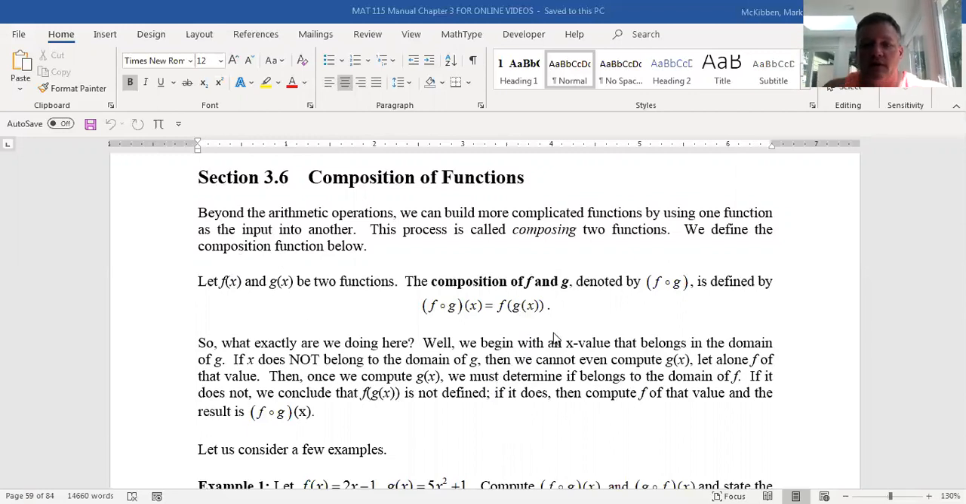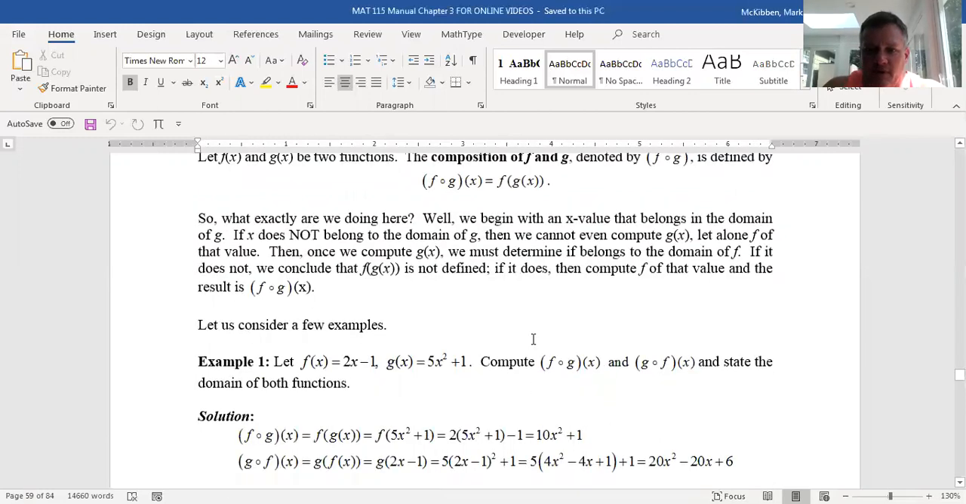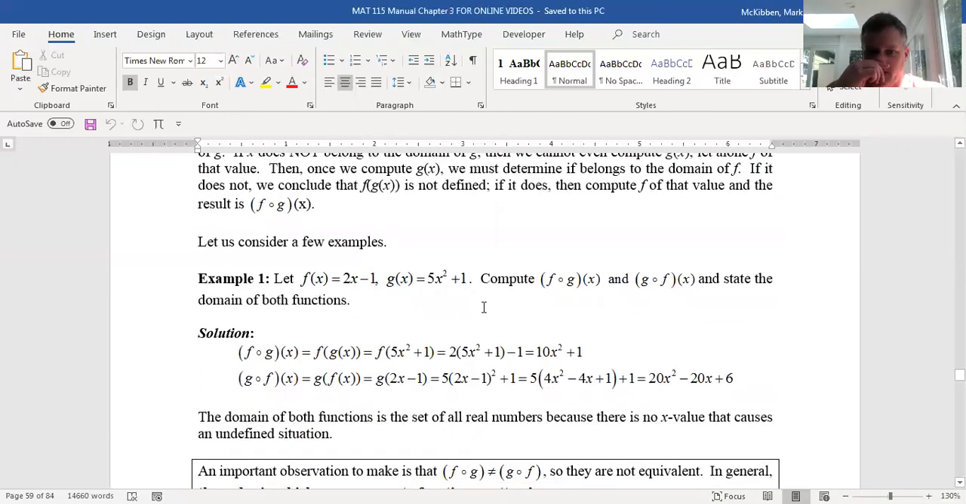All right, and so let's just look at an example, probably the easiest way. It's not hard, the notation is new and potentially confusing at the beginning. So I give you two functions, f of x is 2x minus 1 and g is 5x squared plus 1, and I want to compute the composition of f circle g and g circle f. So different order here, right? And we'll make a note of that at the end.